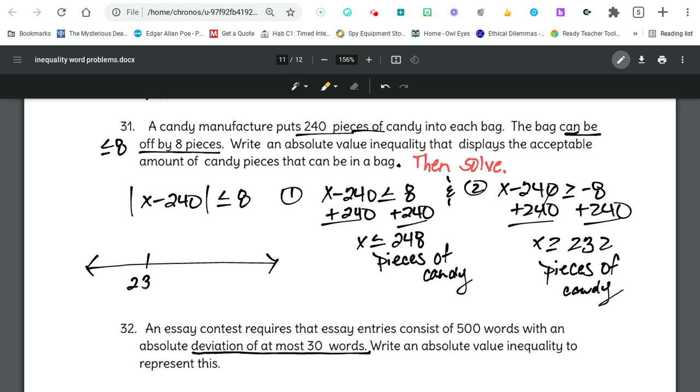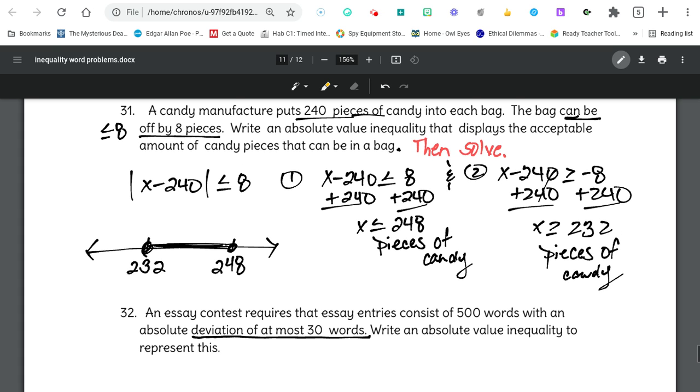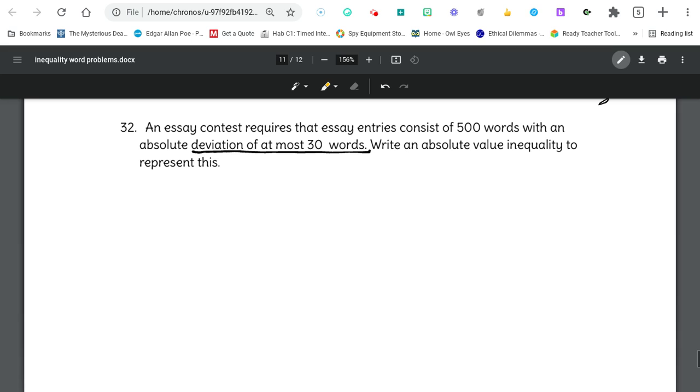232 to 248, and it's inclusive. And that is all you do. All right. You're going to pause the video and try number 32. It's a simple one, too.